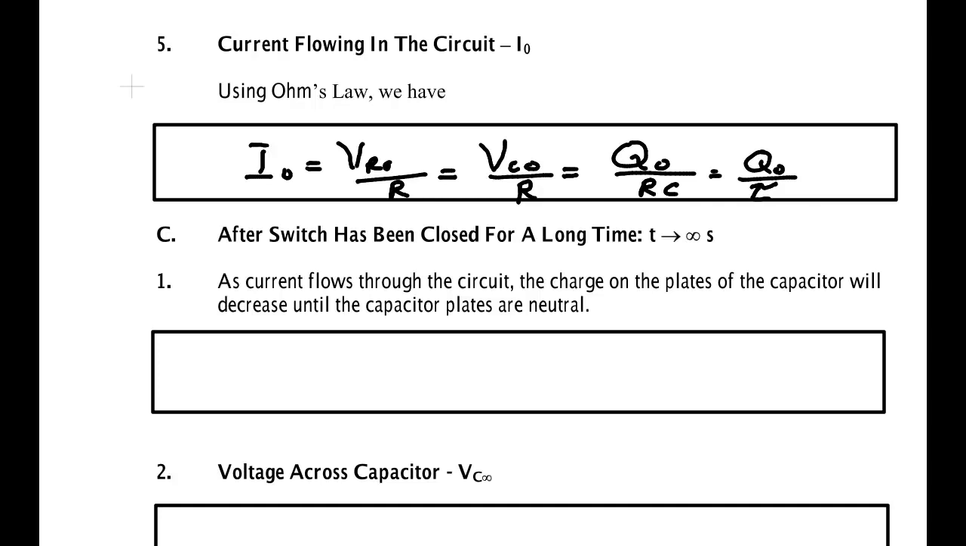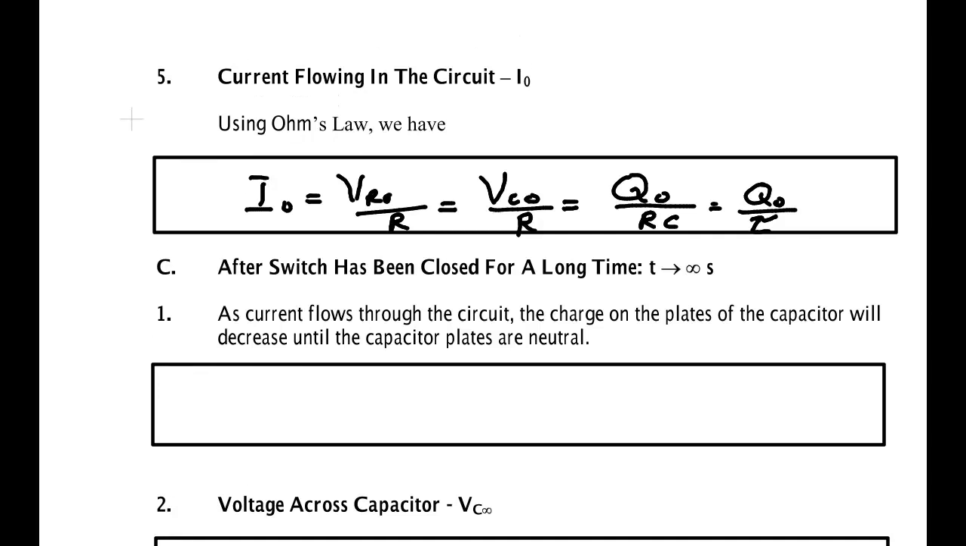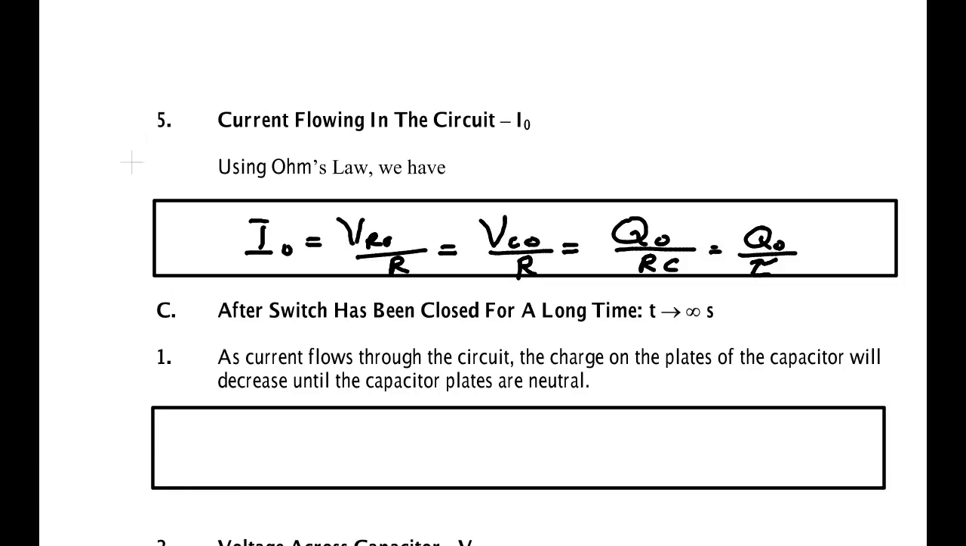So we found all of the values, and we didn't use any advanced math, just by looking at definitions of parallel, series, short, open, and so forth. Using Ohm's law, using the definition of capacitance. We didn't do any advanced mathematics. Now we're going to find out what's going to happen after it's been running for a long time.